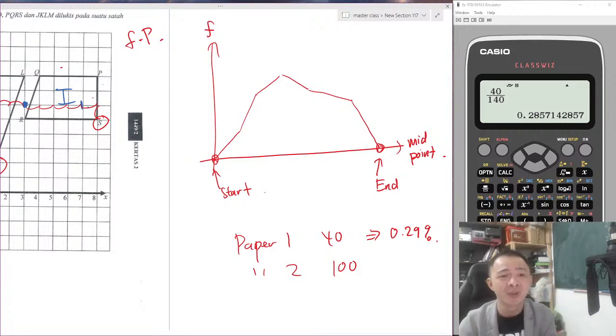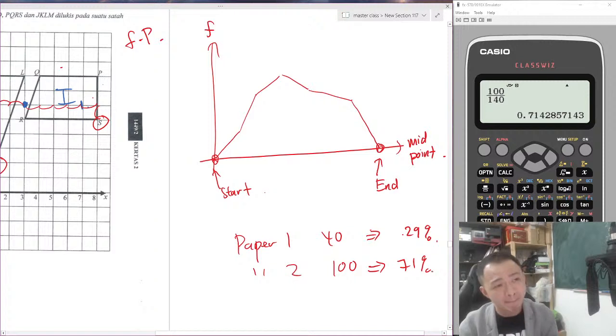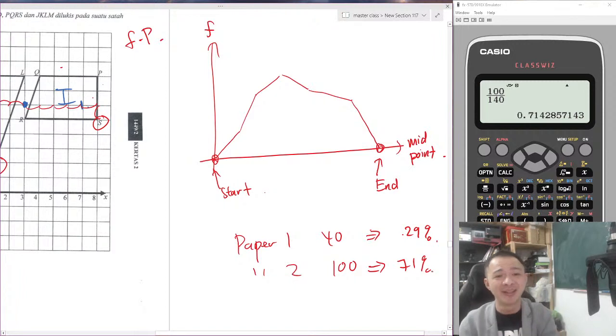So don't need to worry so much about paper 1, because paper 2 itself is already about 70%. Yes, it's 71% for paper 2. So I would say focus more on paper 2, because last time I thought paper 1 is 40 and paper 2 is 60. Therefore I always told my students paper 1 is very important because it takes 40 marks. But after that I went to Google, and it's not really, because it's divided by 140.